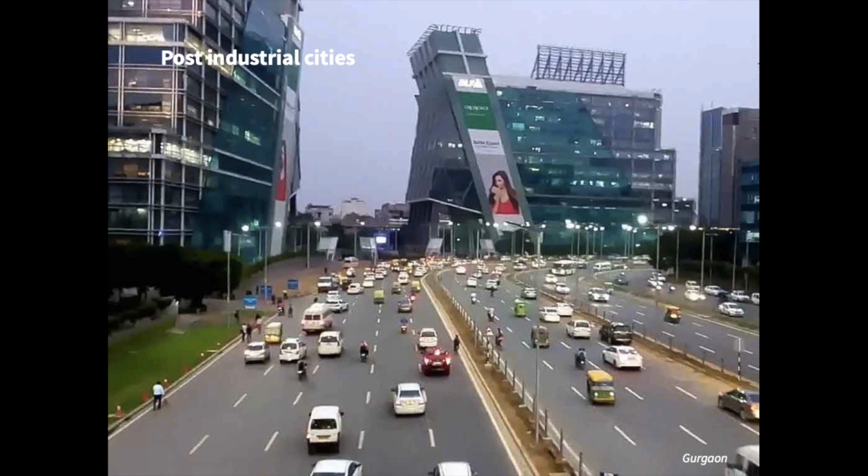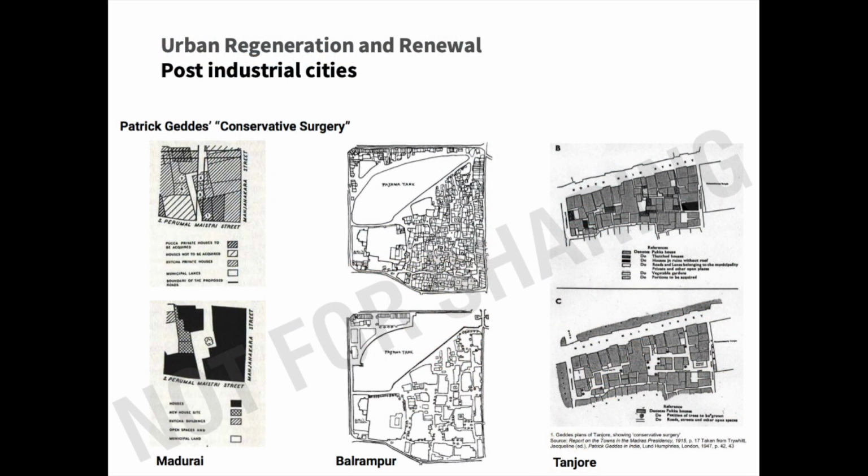See, in post-industrial cities, this is Gurgaon, cars dominate, and therefore they cut pedestrian life from one side of the road to the other, which is what we are trying to avoid. But this is what normally happens. Now, there are a whole lot of urban renewals taking place, what Patrick Geddes called conservative surgery, in old pre-automobile cities that the car came and ruined, and now we try to recuperate. These are some Indian cities, Madurai, Balrampur and Tanjore. We have been studying all these things.